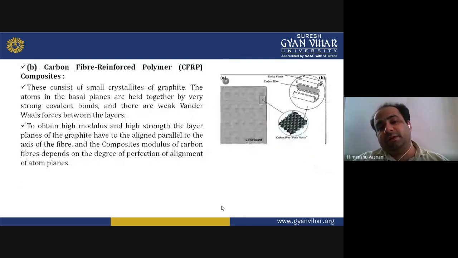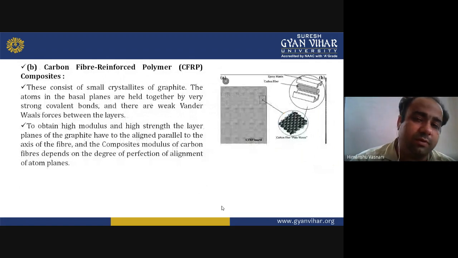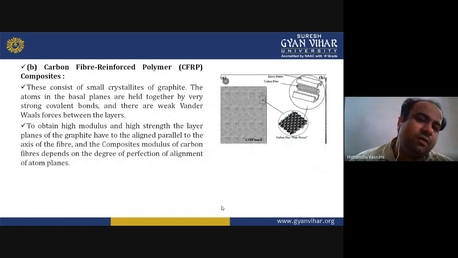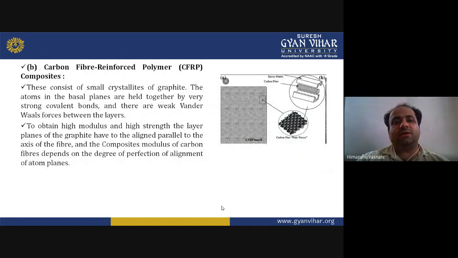Now, second is the carbon fiber reinforced polymer composite. Let's discuss it. These consist of small crystallites of graphite. The atoms in the basal planes are held together by very strong covalent bonds, and there are weak van der Waals forces between the layers.